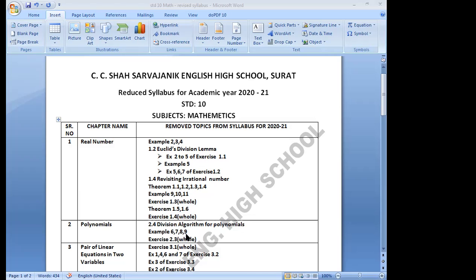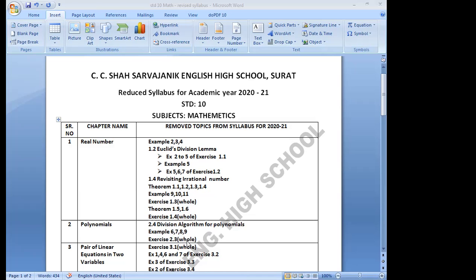Page number 36, exercise 2.3, the entire exercise, is excluded from the syllabus. All the sums 1 to 5 are excluded from the syllabus. Means in this chapter, 2.4 division algorithm for polynomials, examples 6, 7, 8 and 9 are excluded, and exercise 2.3, the whole exercise, is excluded from the syllabus. Let us go ahead.